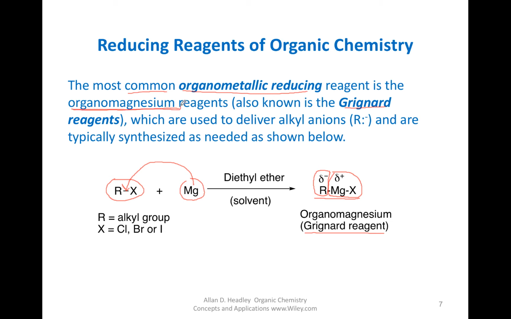the organomagnesium. Why? Because it's much cheaper to make using magnesium instead of potassium or lithium, as we saw earlier. So it's commonly used in organic chemistry.